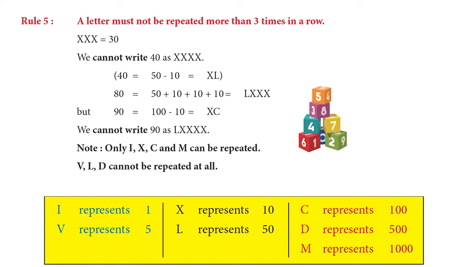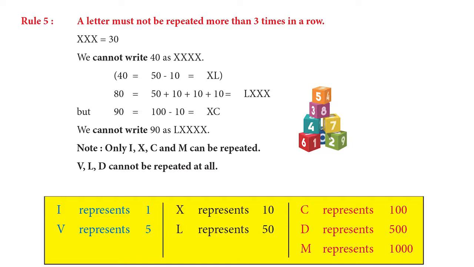10 into 3 times is 30. So then how do we write 40? Because you cannot repeat one letter more than 3 times. All right. To write 40, then we use X and L. L is 50, X is 10.